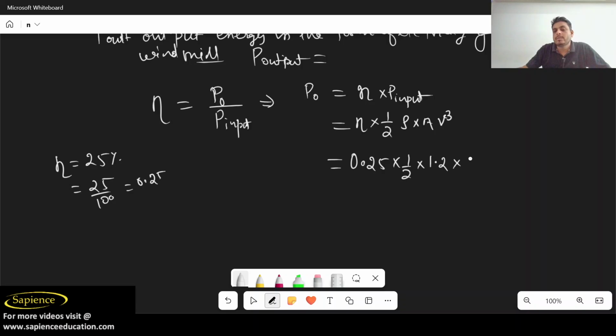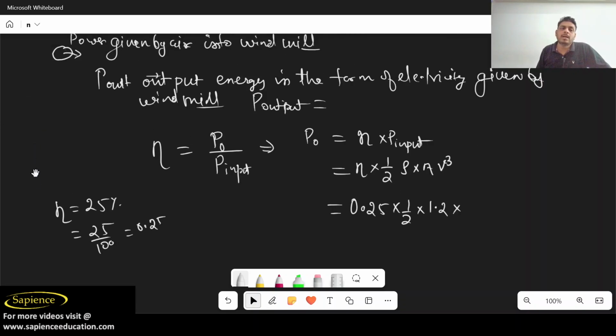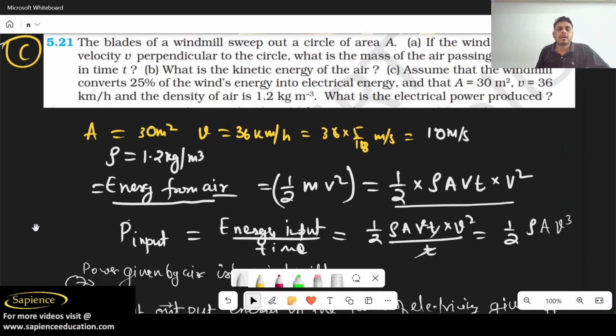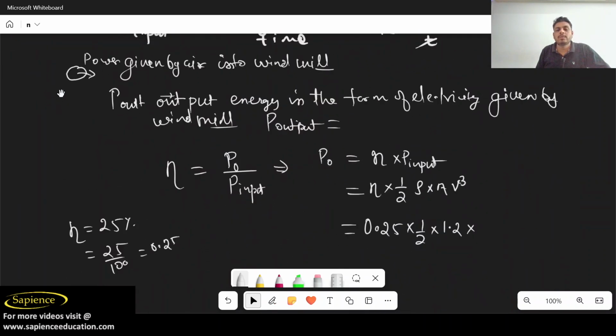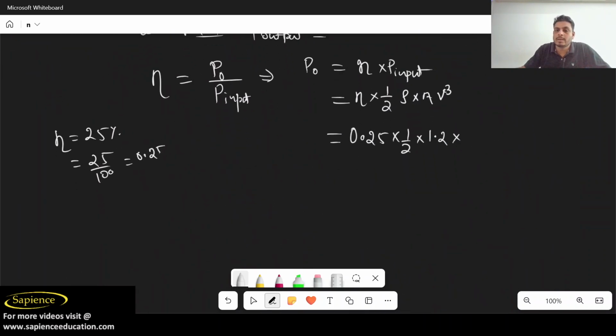Into area. What is the area they have given? Area they have given 30 meter square, right? So finally you have 30 meter square into v cube. What is the velocity of the air they have given? 10 meter per second. So 10 cube it is. If you calculate this, you will get power output in the form of electricity.